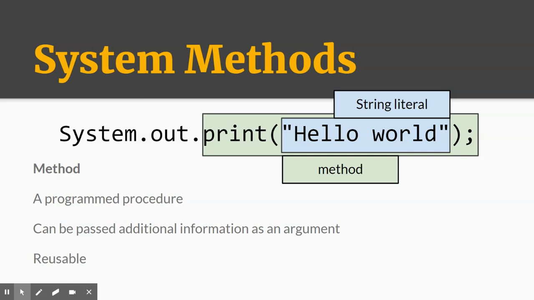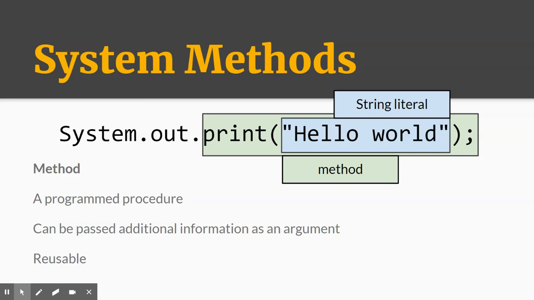We can pass additional information as an argument, so you can see that string literal is inside of that method. It is part of that method call, and so it can take in additional information. Because if we want to use this print method, we need to tell it what we want it to print. It knows when we say print that we want it to display the information on the screen. That part it knows how to do. It doesn't know what information. That's what we need to tell it.